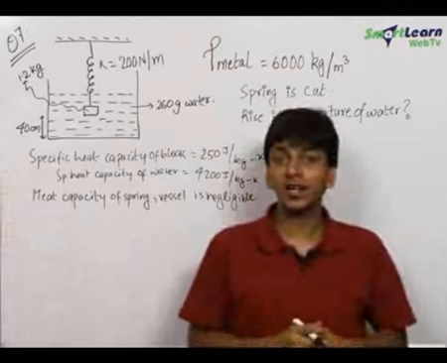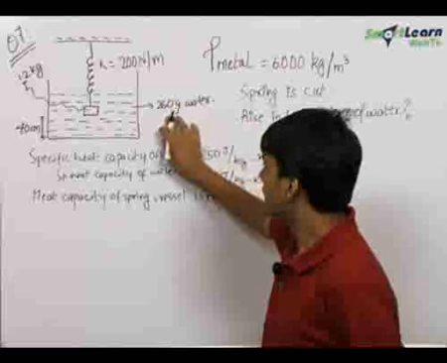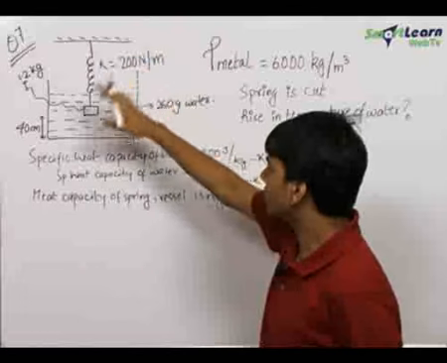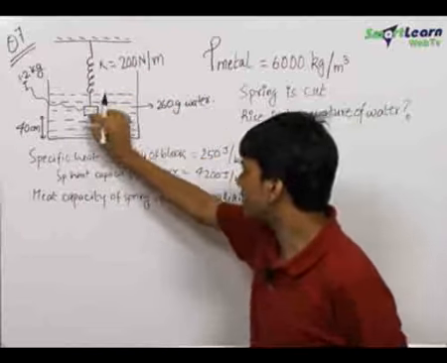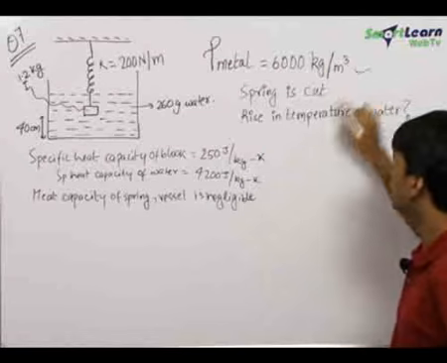Here we have an interesting and an important question. We have a block hanging from a spring and inside water. The spring constant and other data of the system is given. This block is initially at a height of 40 centimeters from the surface of the vessel. The density of the metal is given.